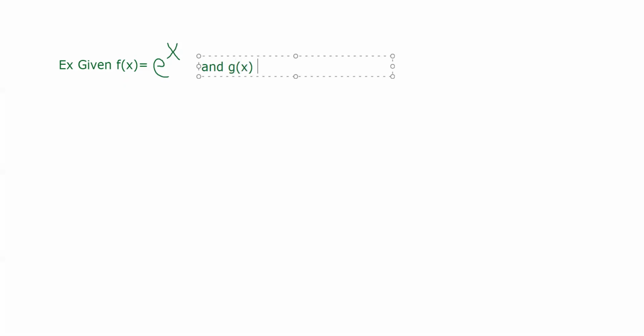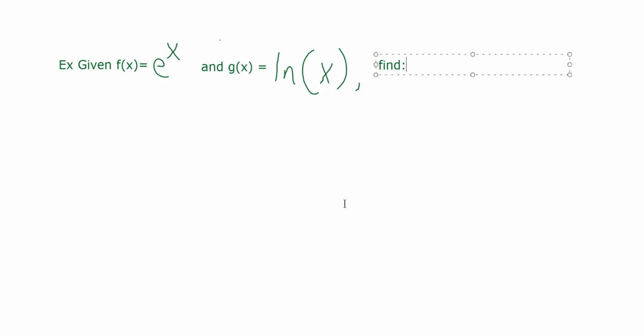All right, let's work one more example together. Let's say, given that f of x is equal to e to the x power, where e is that special constant, x is your variable, and then g of x is equal to the natural log of x, ln x, let's find some interesting values here.